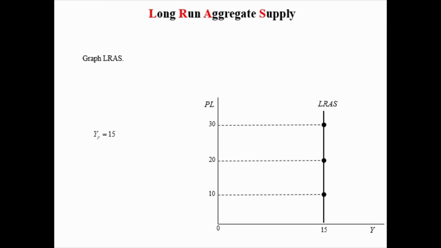So going back to our PPF, if the economy is currently right here, with this being, say, healthcare, and this being all other goods, then the value of this point here is $15 trillion. And as long as the economy is on this point, GDP is equal to $15 trillion. It doesn't matter if the price level is 30, 20, or 10. It doesn't change the fact that we're on the PPF.